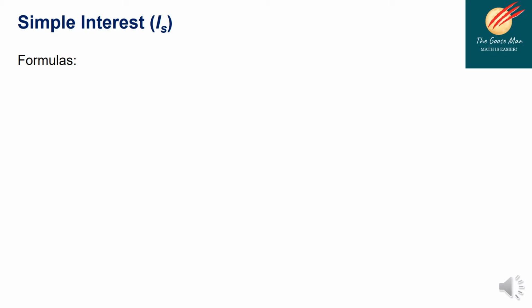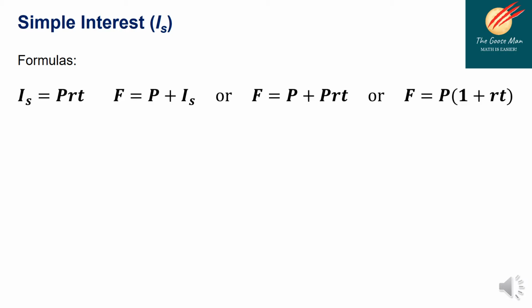So let's talk about the formulas on simple interest. Simple interest is equal to the product of the principal, rate, and time. The future value is the sum of the present value plus the simple interest. Or I can substitute this: the future value is equal to the principal plus principal times rate times time. Or I can factor out the principal, so the shorter way is the future value is equal to the present value times 1 plus RT.